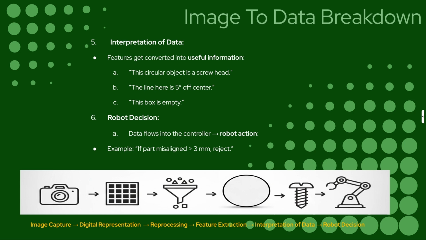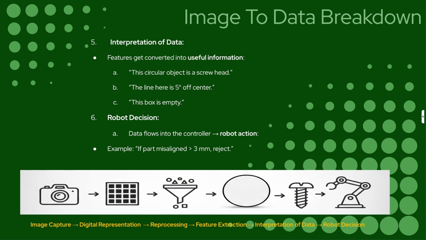So once a robot has extracted features, it starts to interpret them. Again, the example: circular object, it's a screw head. The line is off by 5 degrees, so we need to adjust the gripper by 5 degrees. The box appears empty, I can't take this.